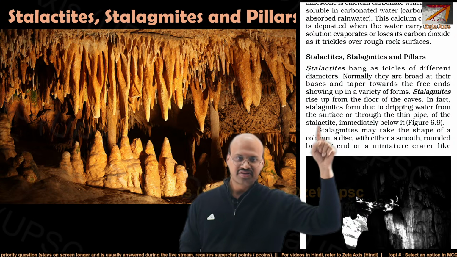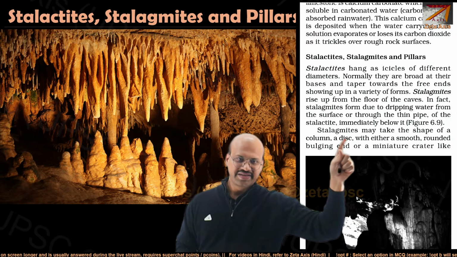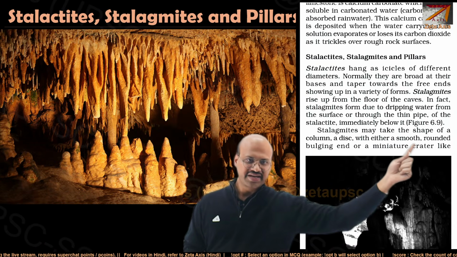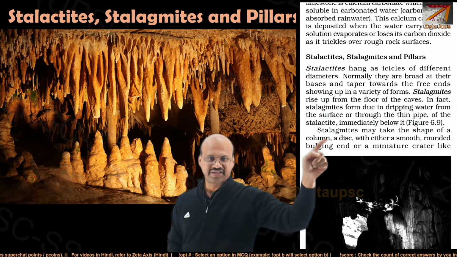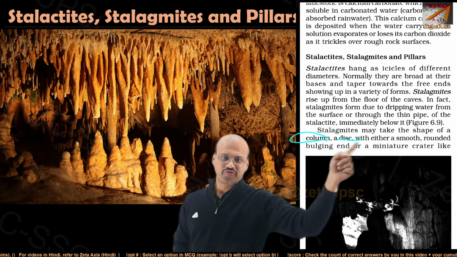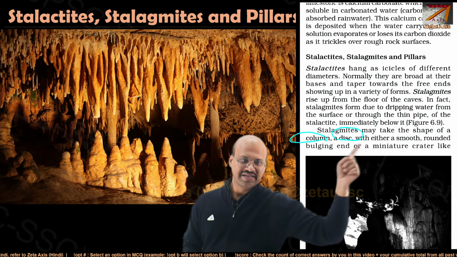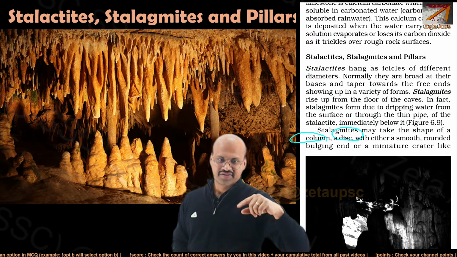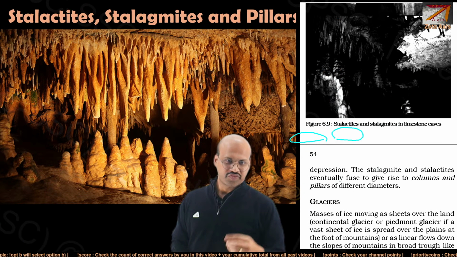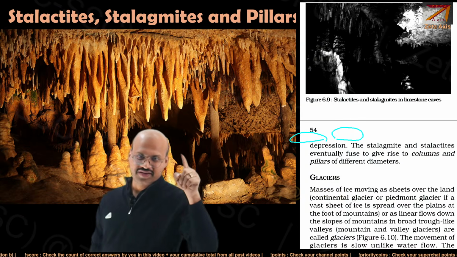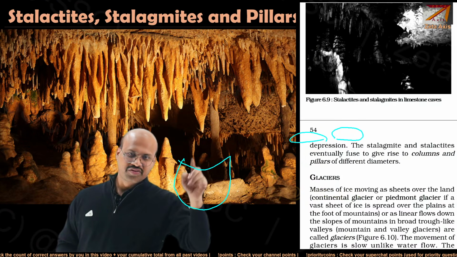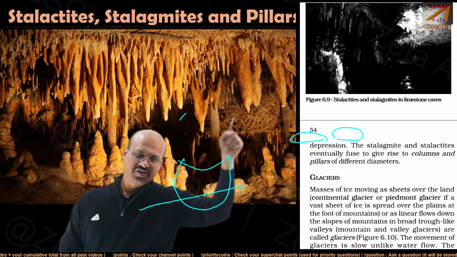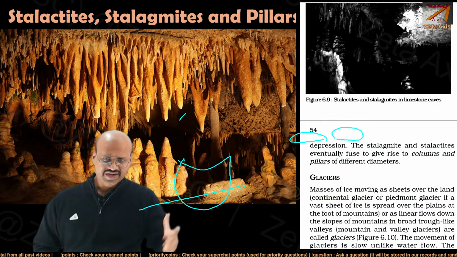Here it is talking about stalagmites that may take the shape of a column, a disc with either a smooth rounded bulging end or a miniature crater-like structure. So it is generally in the form of a column. It could also form a disc-like structure with either a smooth rounded bulging end or a miniature crater-like depression. So it could form like a crater. I think it could get deposited like this, meaning this would be the ground region, and at the top you can see like this, or there could even be a rounded shape. These can attain a rounded shape.